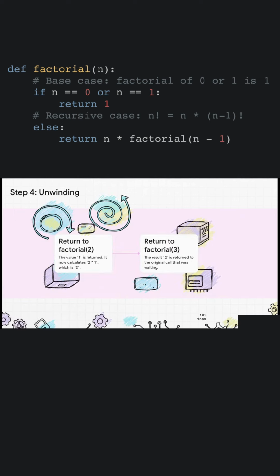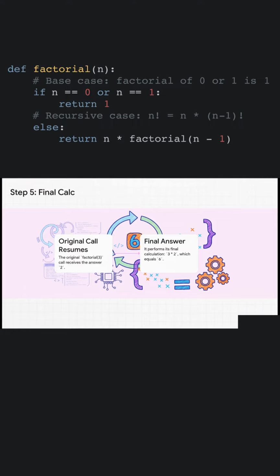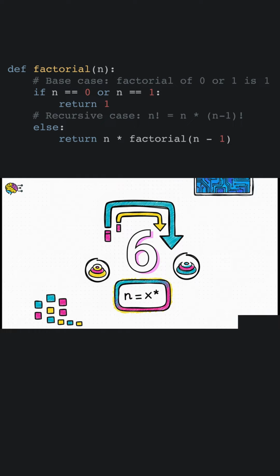Now that it has an answer, everything starts to unwind. The answers start traveling back up the chain. Finally, the answer gets back to our original call, which can now do its own calculation. That first call multiplies 3 by the 2 it got back, giving us our final answer, 6.